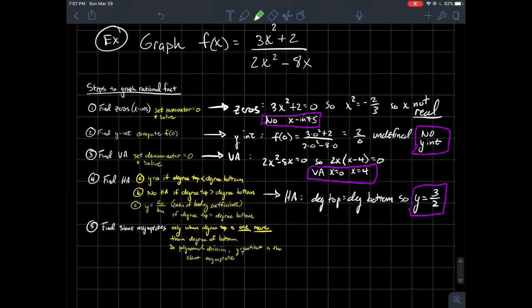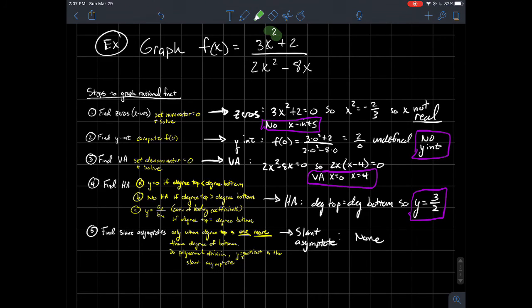And there is not any, because, again, the degree of the top would have to be exactly 1 more than the degree of the bottom. So if that was an x cubed up there, what I've highlighted, then you would have a slant asymptote. Since that's not the case, none.